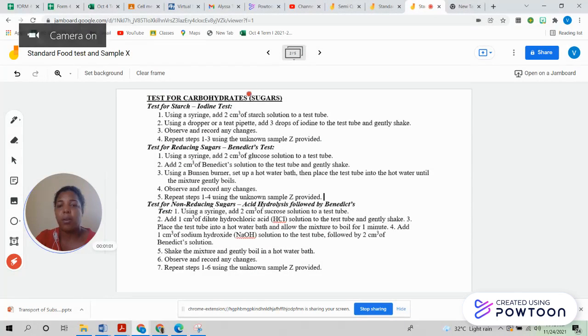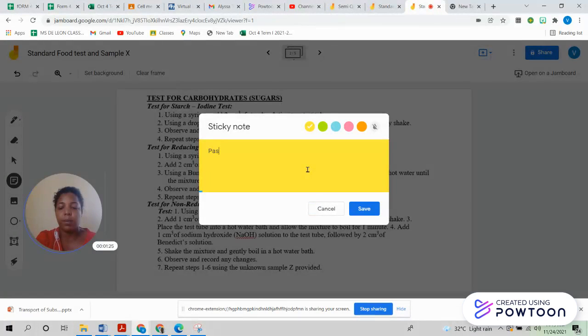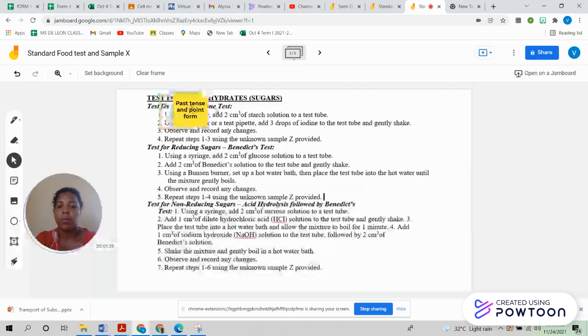So at the method section, you're going to separate them into the different tests. So you're going to write up tests for carbohydrates, and you're going to do the test for starch. Remember, your method must be done in past tense in point form. Right? So method would be done in past tense. Point form. Right. So you're going to write it past tense, point form.